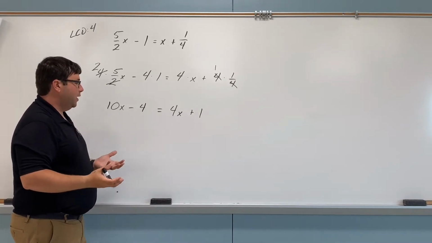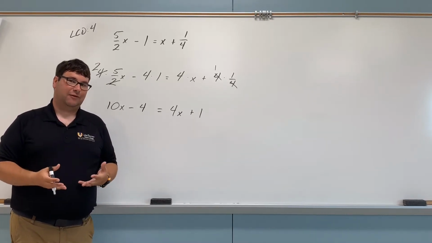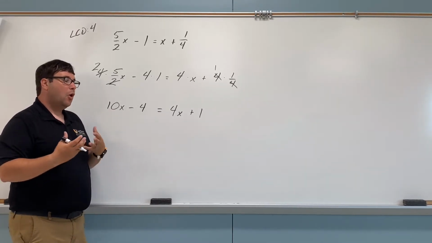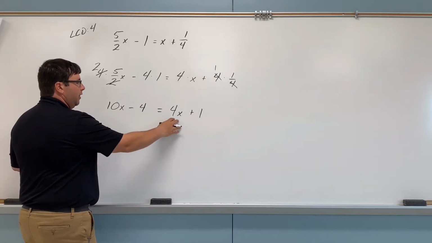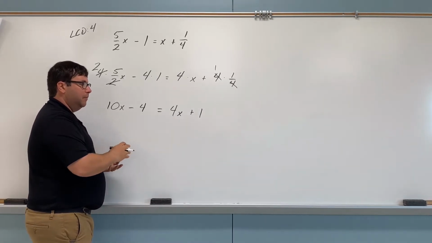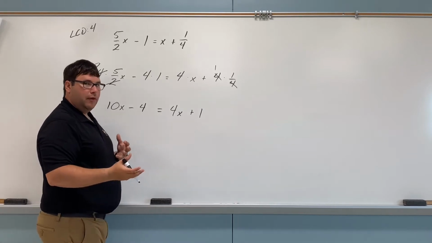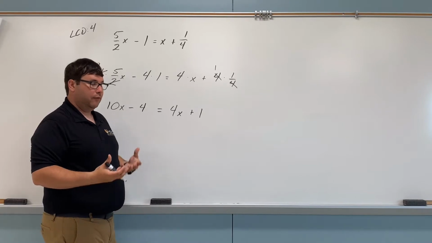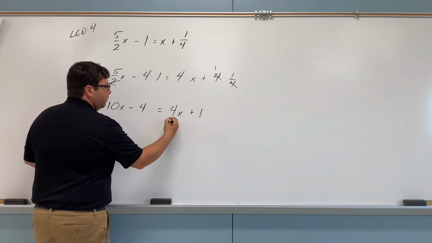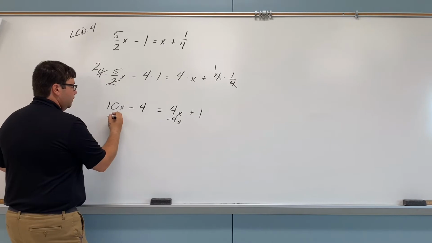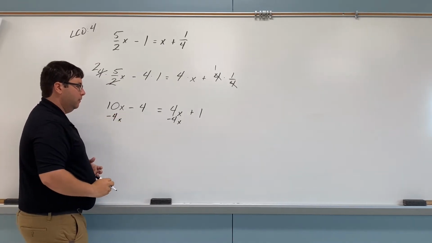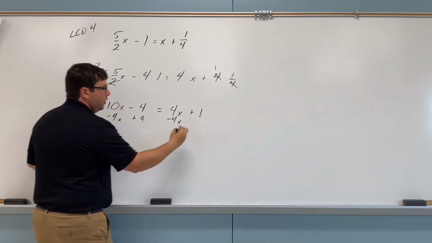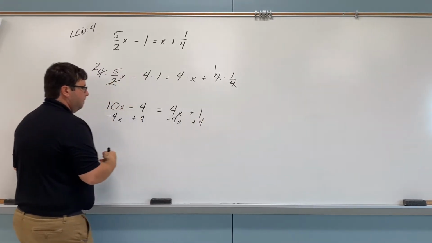And what that means for me is I can go ahead and start combining my like terms. Notice that I have a 4x on this side, I have a 10x on this side. What I need to do is simply combine my like terms by moving them to the same side. Now, it doesn't necessarily matter if you want to move left or right. However, I like to keep my variable positive for as long as possible. So I'm going to subtract 4x from both sides, and I'm going to add 4, because there's no variable here, to both sides.